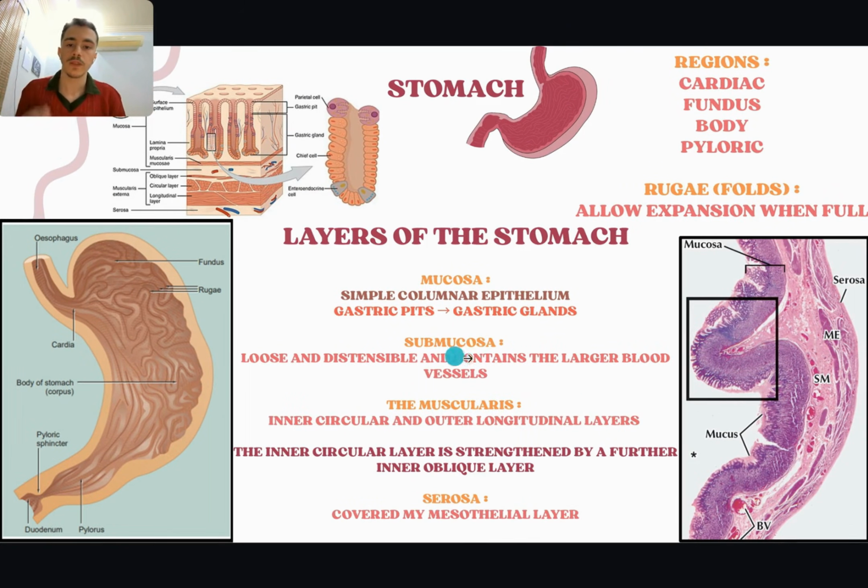Submucosa, loose and distensible, contains the larger blood vessels. Muscularis is again inner circular and outer longitudinal layers.